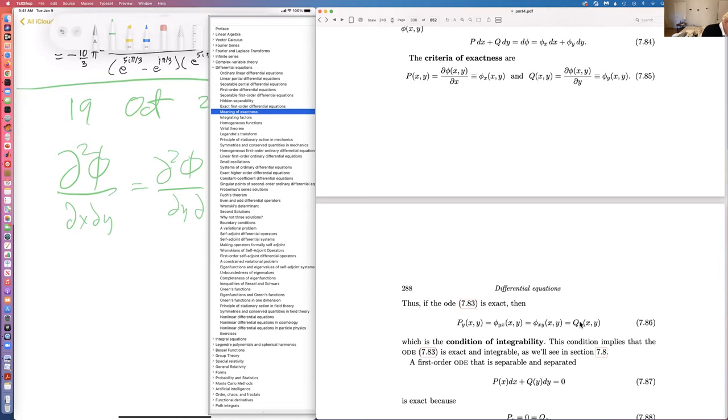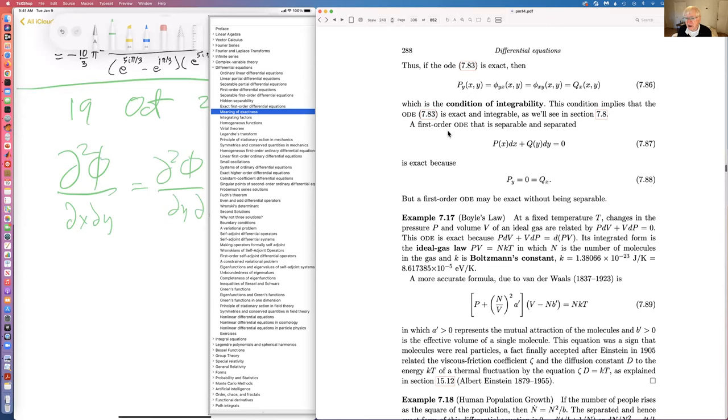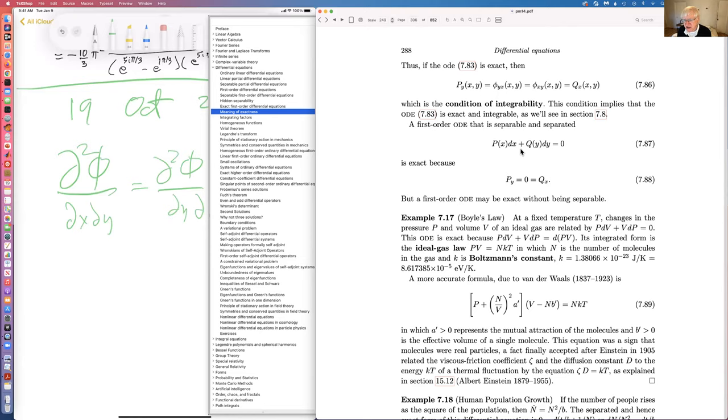Okay, so this is the criterion, and in particular, if an ODE is separable and separated, in other words, it's P of x dx plus Q of y dy, then it's automatically exact because P_y vanishes and Q_x vanishes. But of course, a differential equation can be exact without being separable. And there are various examples here. I think I'm going to skip the examples.